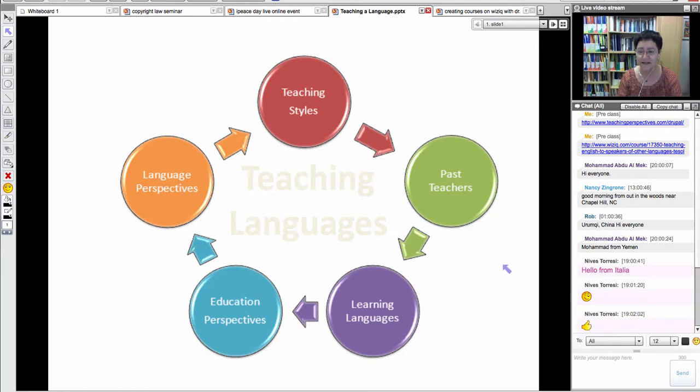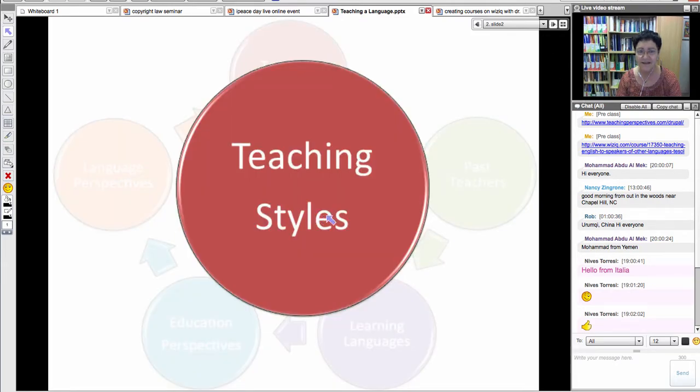So think about these things. Think about the past teachers that you had in general, and then maybe language teachers, and about how you teach, and see if there are any similarities. All right, so we're going to start with teaching styles. What would you say your teaching style is?